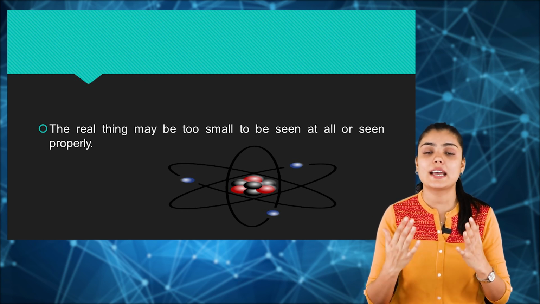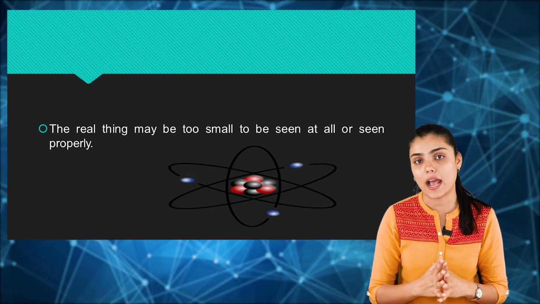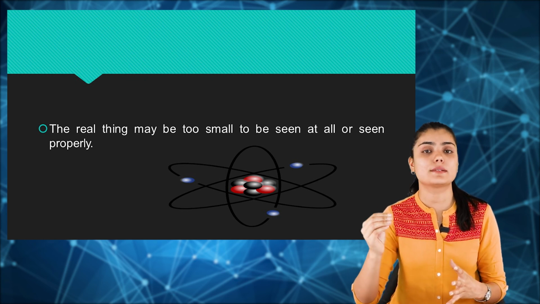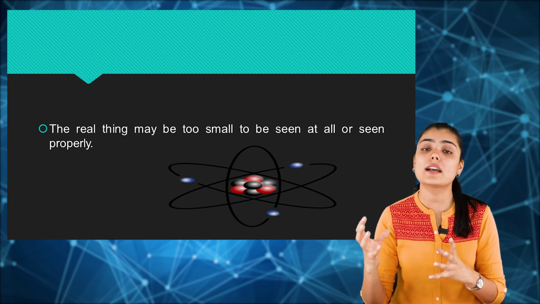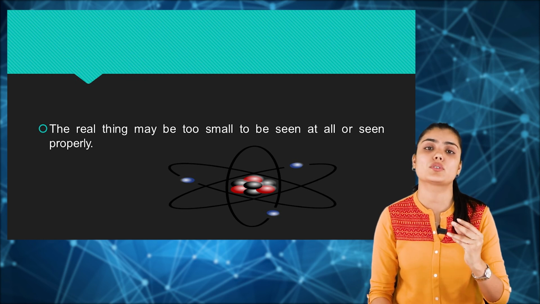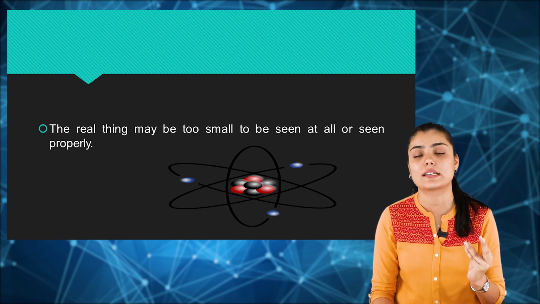Now, it is obvious that the atoms are not visible to the naked eye. It is not possible to show the atom to the students. Rather, we can take a model of an atom to show to the students that this is how the structure of an atom looks like. This is a model of an atom.